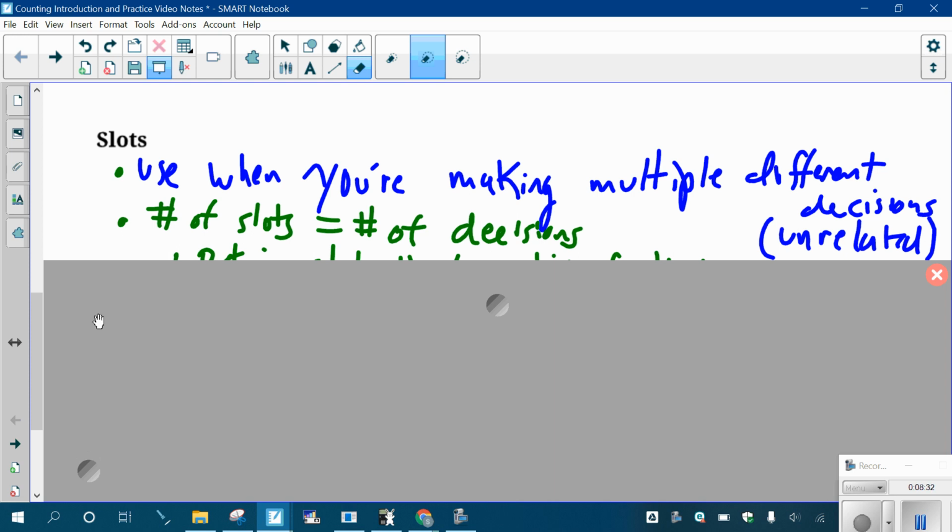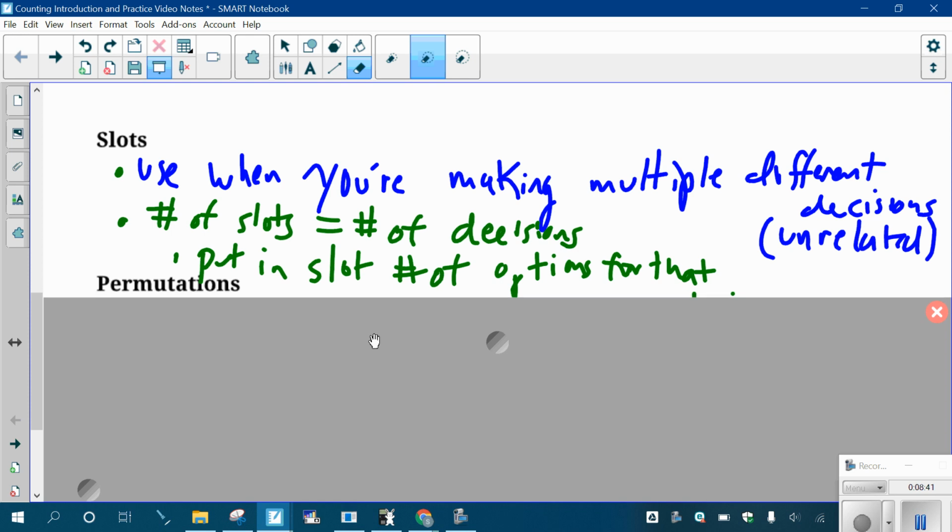So, like, you're choosing a pair of pants, you're choosing a pair of shoes, and you're choosing a shirt, and those things are like different decisions. They're unrelated to each other. Okay. When you use this technique, remember that the number of slots is the number of decisions.